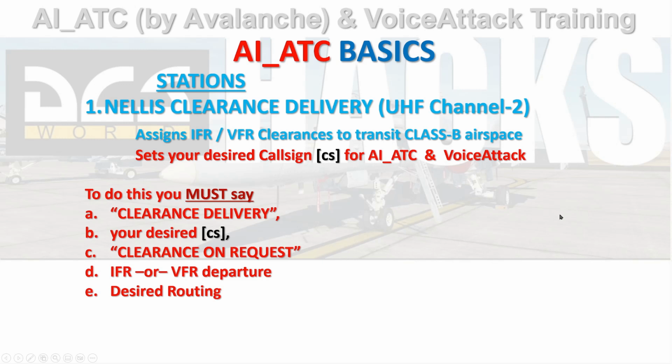Clearance delivery. Okay, in AI ATC, we use clearance delivery not only to give you a clearance, but we use it to set your call sign. So VoiceAttack is actually listening for the words clearance delivery. When it hears clearance delivery, it sets up the function key sequence so that it will set up the call sign that you want to use. So when you say clearance delivery, Dragon 4.1, it will now set up Dragon 4.1 for your call sign in AI ATC.